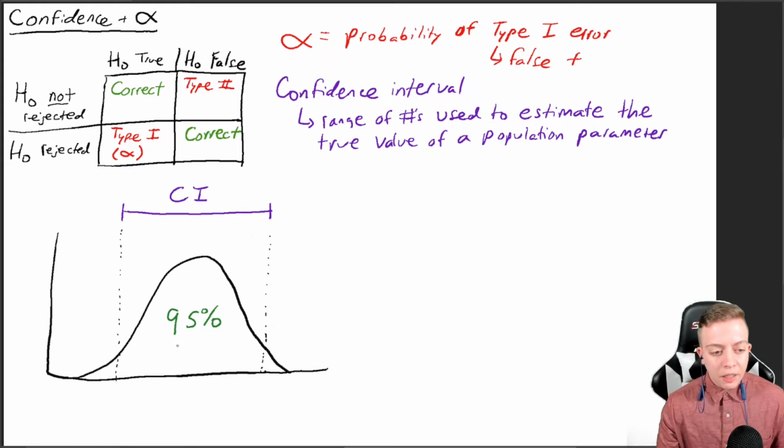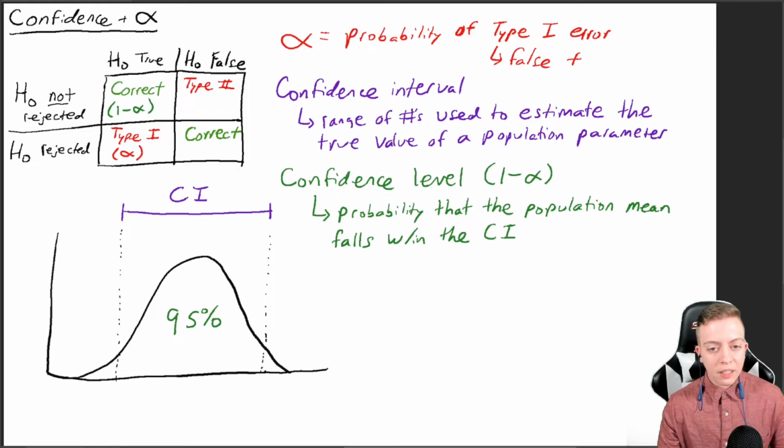So then this 95 here is going to refer to the confidence level. The confidence level is different than the confidence interval. The confidence interval is specifically the boundaries. It is the range of the boundaries on either side. The confidence level, however, is the probability that the population mean will fall within that confidence interval.